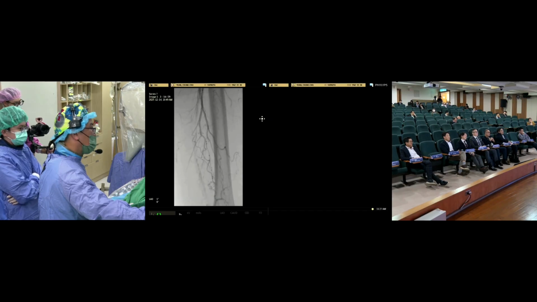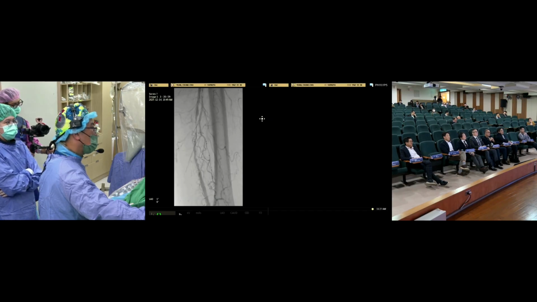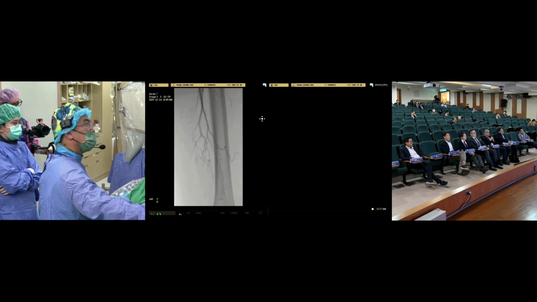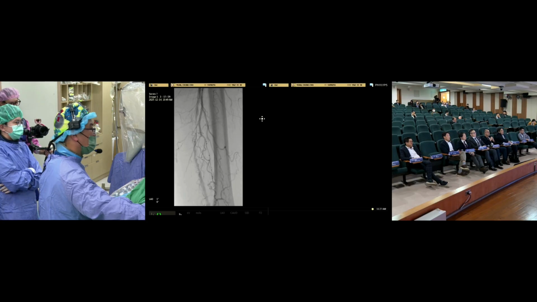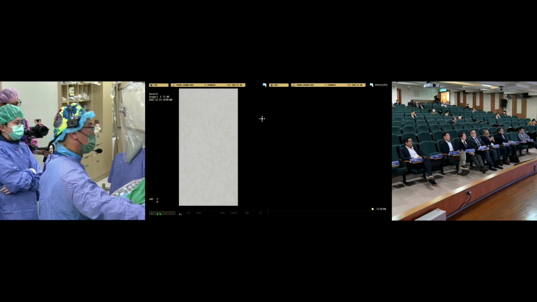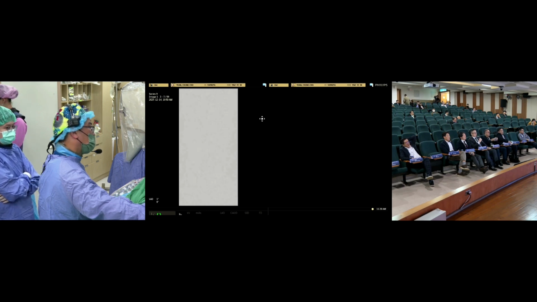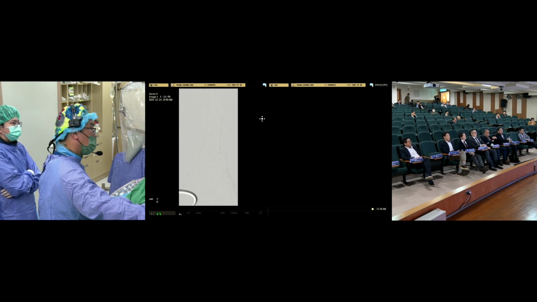The CTO body seems not so long. Yeah, the body is only proximal to the ostium. So initially I decided on direct retro puncture, because the below-knee runoff is also acceptable.